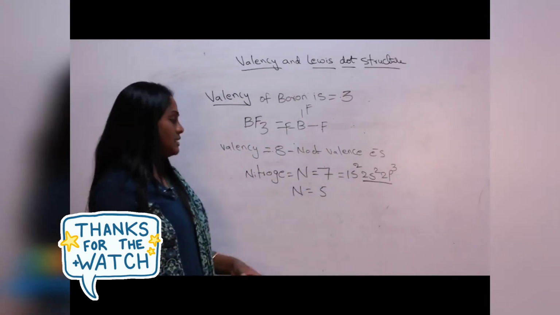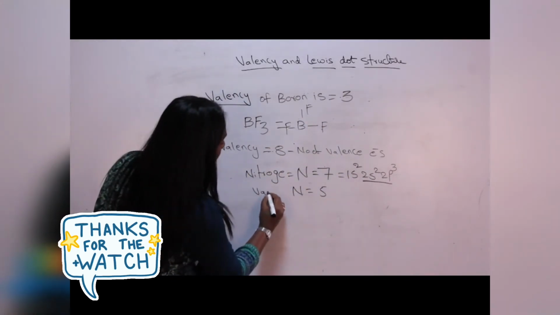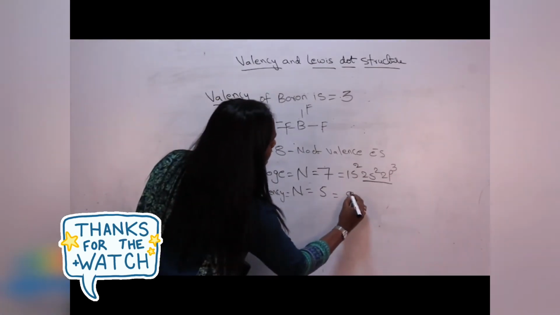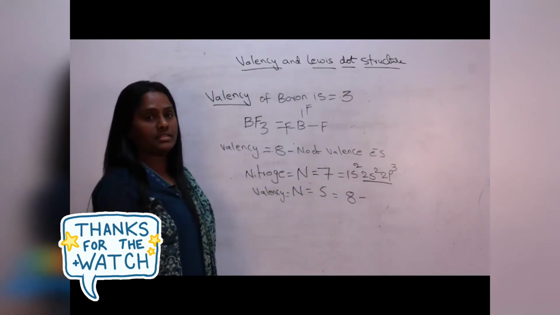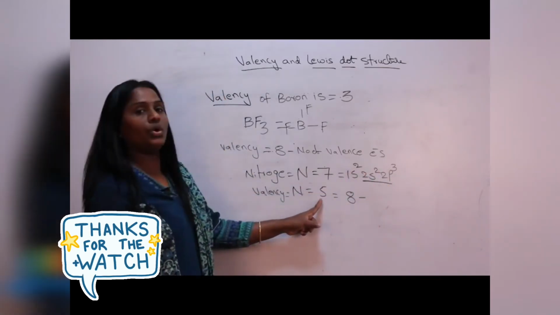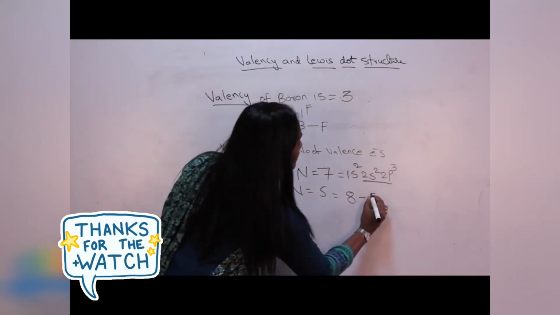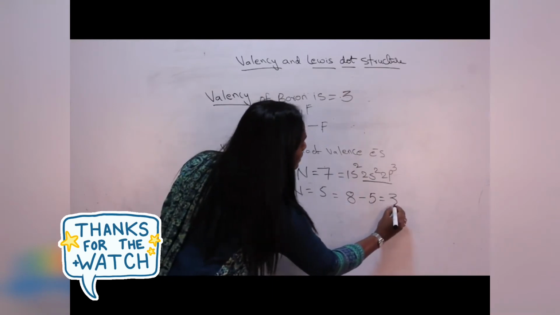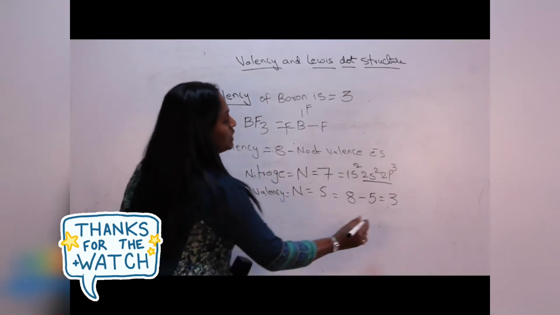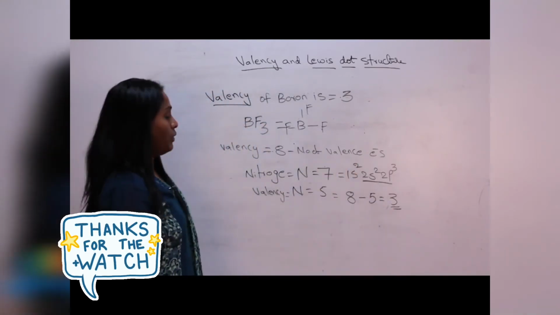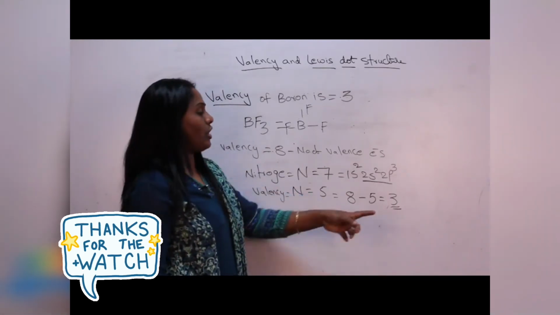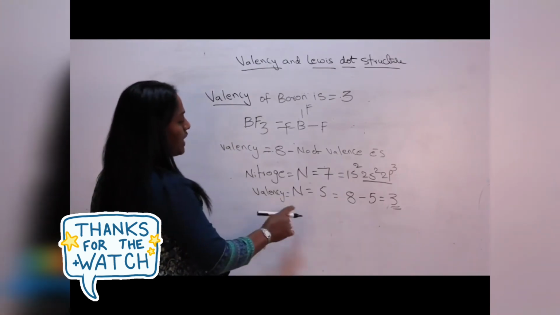to find its valency. Now the valency of nitrogen is equal to 8 minus its valence electrons. How many valence electrons did we get? 3 plus 2, 5. 8 minus 5 is equal to 3. So the valency of nitrogen is equal to 3. That means it can combine with 3 other elements to form its molecule. That is called valency.